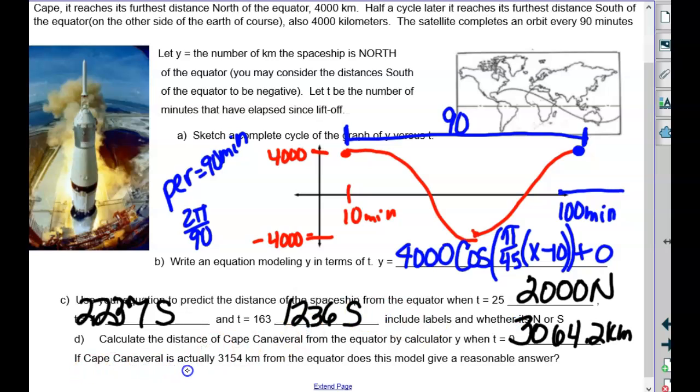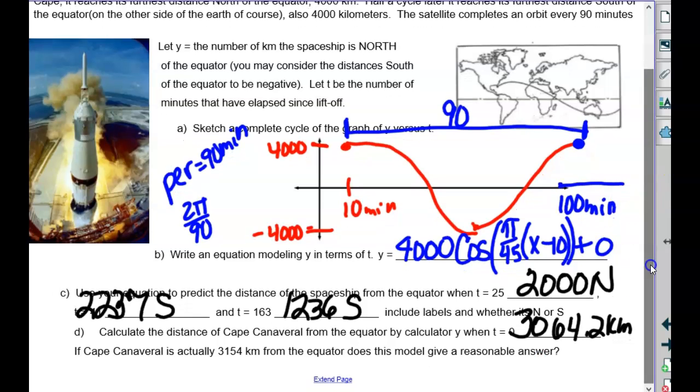If Cape Canaveral, and I looked this up online, it says it's actually 3154 north of the equator. So are we getting a reasonable answer? About 90 kilometers off. Now, that 90 kilometers doesn't seem like a big percent of error. In actuality, if you were 90 kilometers away from where it took off, it would be a big distance, right? But we're getting something reasonable.